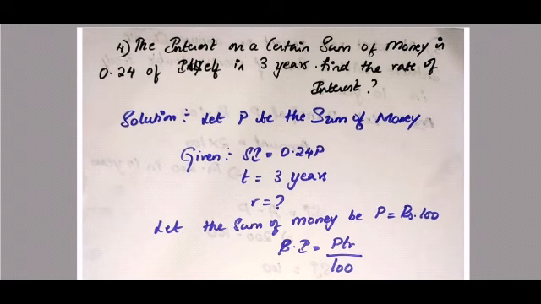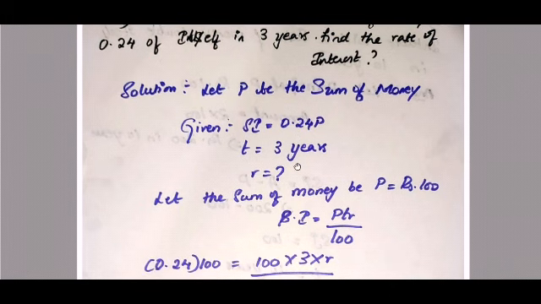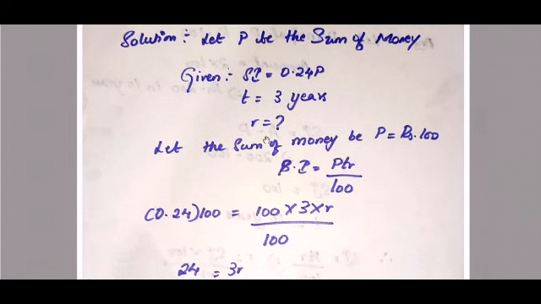The interest on a certain sum of money is 0.24 of itself in 3 years. Find the rate of interest. The solution: they are telling that the interest on a certain sum of money is 0.24 of itself. The simple interest is 0.24 of the principal in 3 years. The time is 3 years. Find the rate of interest. So let the principal be the sum of money. Therefore what is given in the question: simple interest is equal to 0.24 of principal, time is equal to 3 years and rate is what we are supposed to find out.